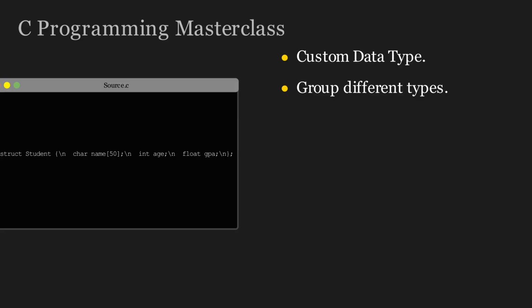Here we define struct student. Inside, we list the properties, or fields. Now we can create a single variable representing a student. We access the fields using the dot operator: student1.name, student1.age. Structs are the precursors to classes in object-oriented languages like C++ and Java.